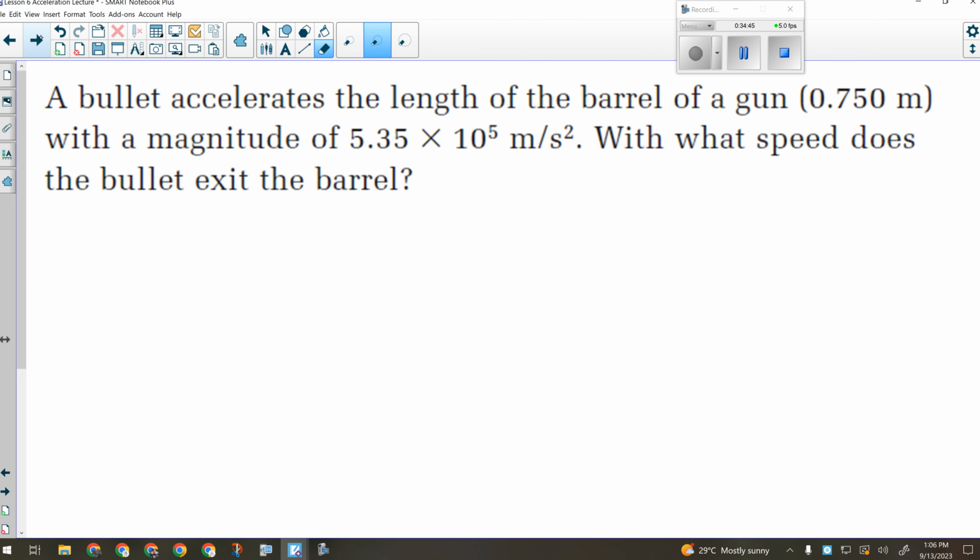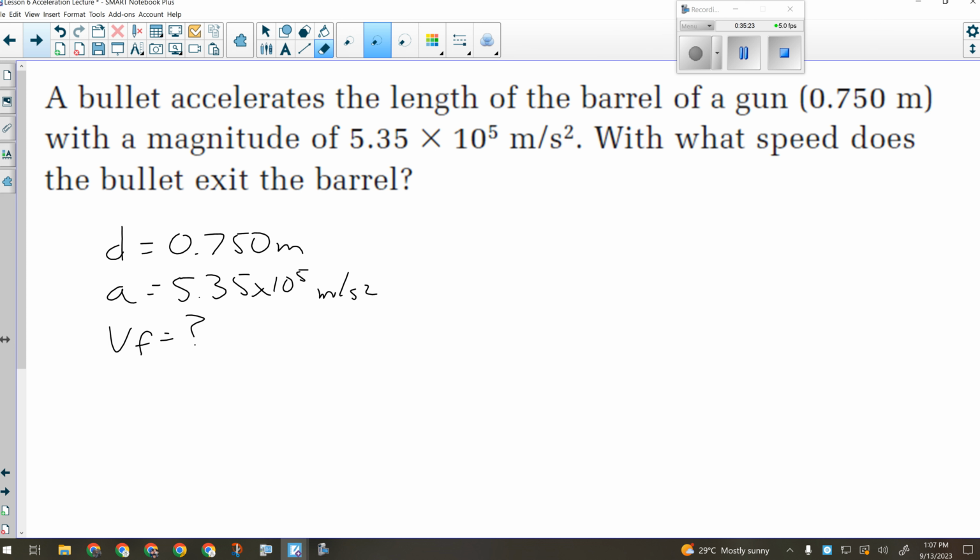So it's got a lot of accelerating to do in 0.75 meters. So it's going to have a massive acceleration. With what speed does the bullet exit the barrel? All right, so here's the things we know for sure. D is 0.750 meters. A equals 5.35 times 10 to the 5 meters per second squared. And we're looking for the speed it exits the barrel, so we're looking for VF. And that's all the numbers they outright tell us.